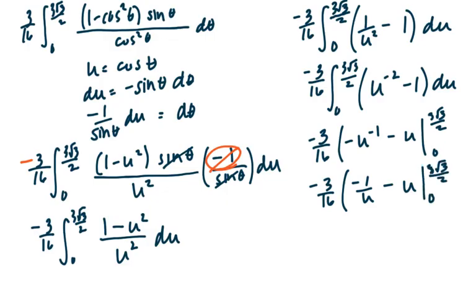Now I like my 3 over 16 out front, but how about if we distribute that negative so that we have positive symbols everywhere before we go back into our thetas? So remember that u equals cosine theta. So we have 3 over 16, 1 over cosine theta, plus cosine theta from 0 to 3 square root of 3 over 2. So you could make that 1 over cosine theta a secant theta. We may have done that before, but I'm going to look at it a little differently this time. So let's continue from there.